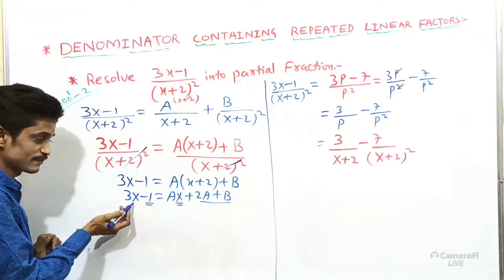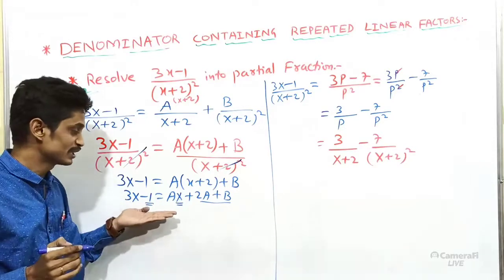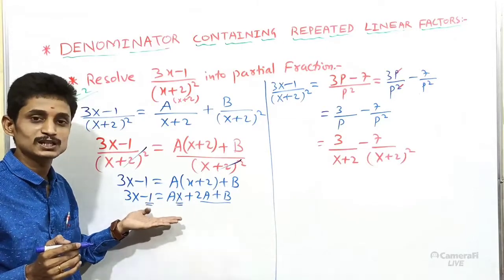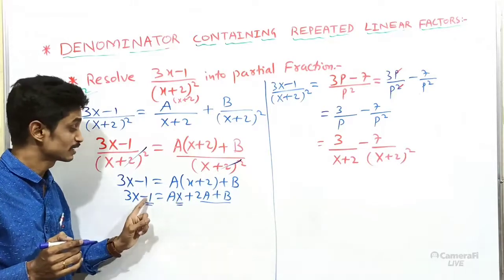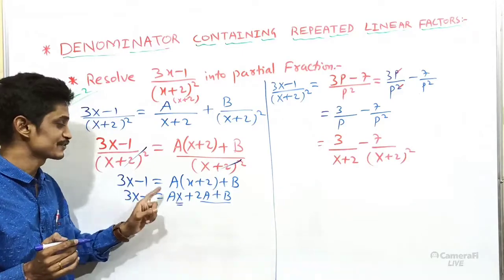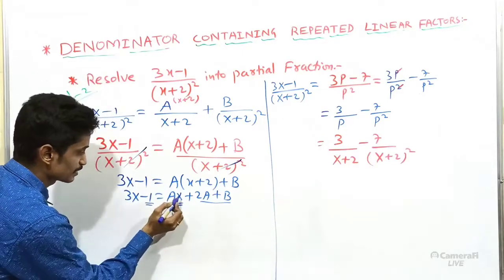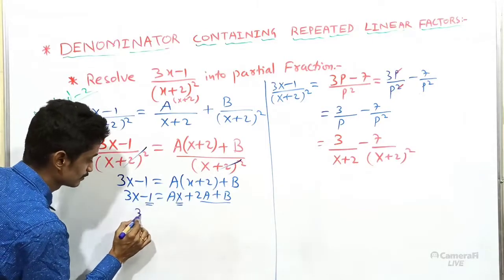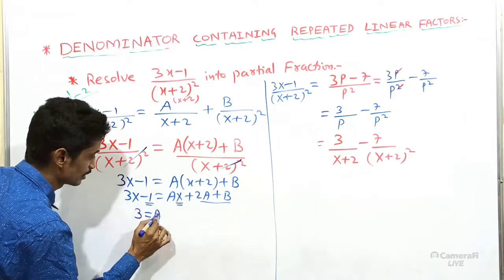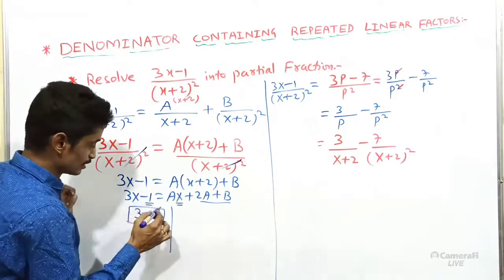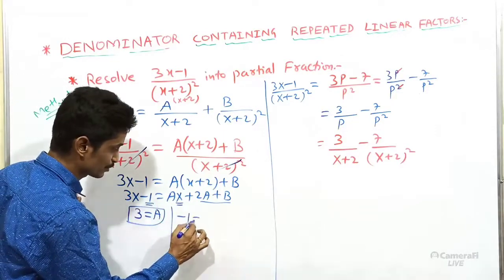Here, what is the coefficient of x? 3. What is the equality of polynomials? Two polynomials are said to be equal if and only if their corresponding coefficients of x are the same. Now here, 3 into a, just write 3 is equal to a. One value I got. What will be the second value? For the constant, I will write minus 1.